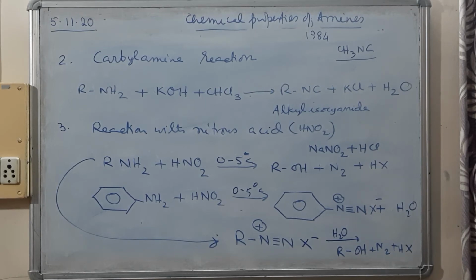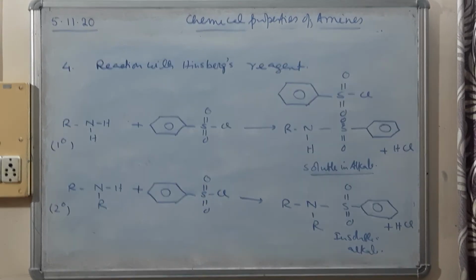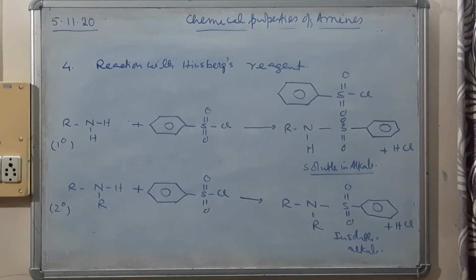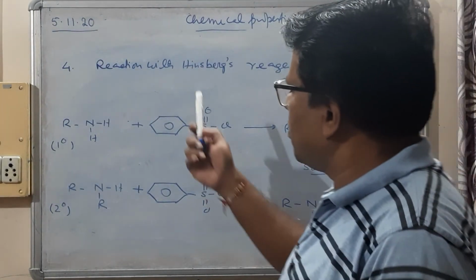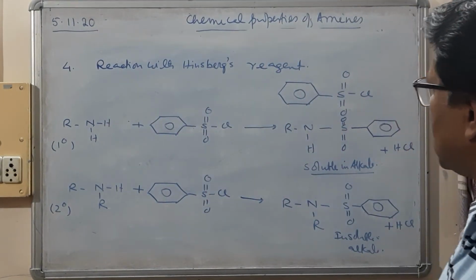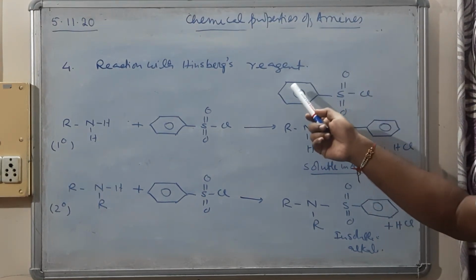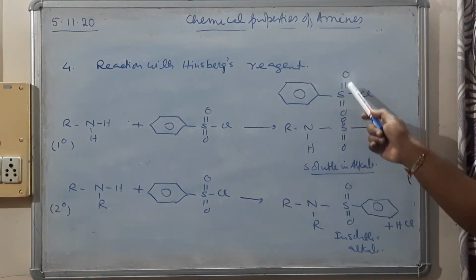Next we are doing is reaction with Hinsberg's reagent, which is benzene sulfonyl chloride. Okay, next we are discussing reaction with Hinsberg's reagent. Hinsberg's reagent is this compound, benzene sulfonyl chloride, C6H5SO2Cl.